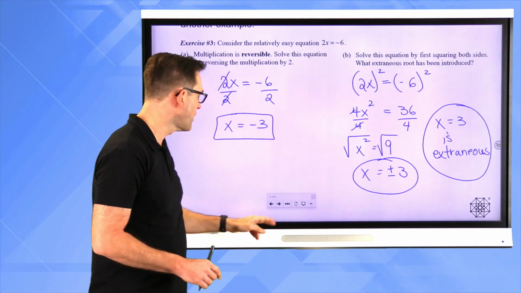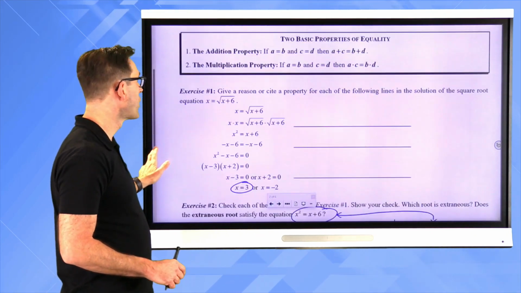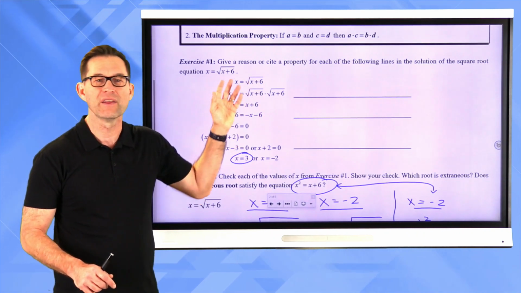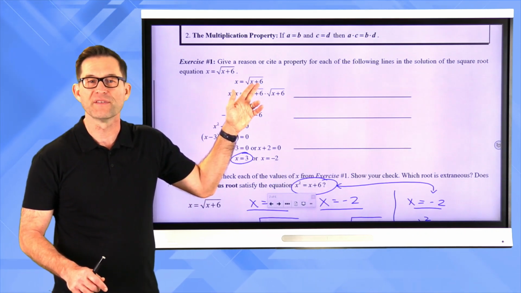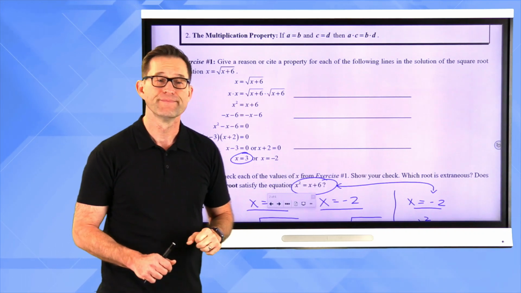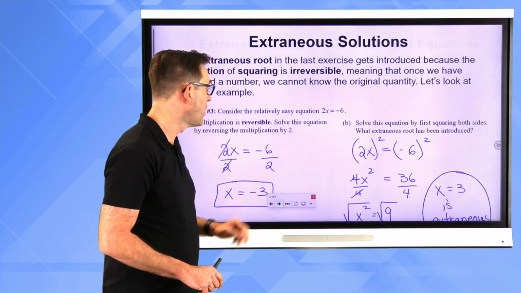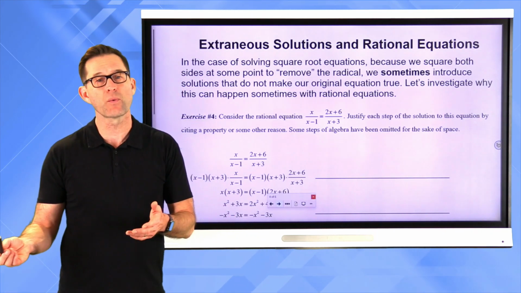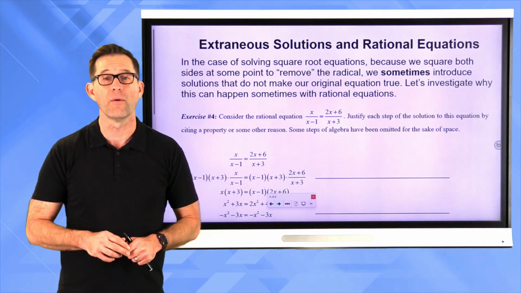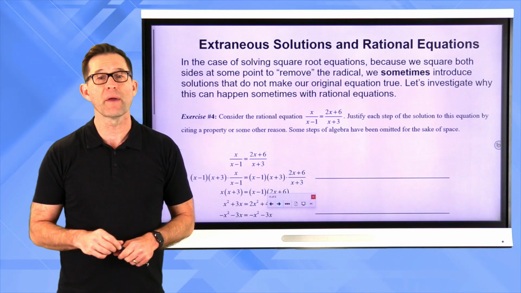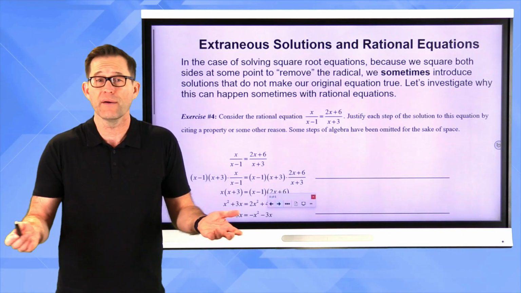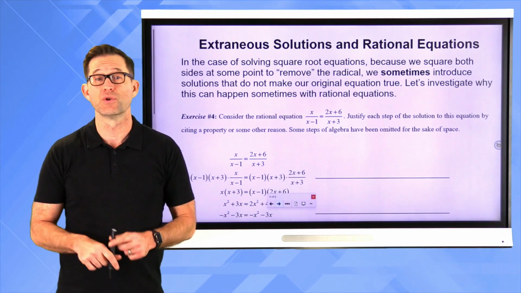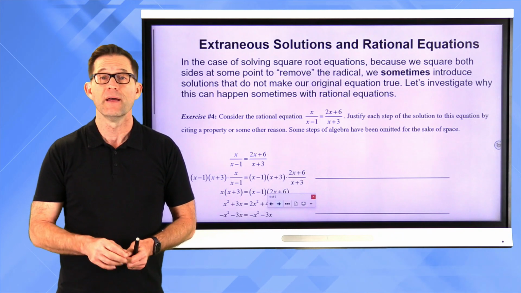And that can really get lost in the mix when you're solving a square root equation, like this. It gets lost whether or not you've started with a positive on the square root or a negative on the square root. Okay, let's keep going, and let's also talk about rational equations. In the case of solving square root equations, because we square both sides at some point to remove the radical, we sometimes introduce solutions that do not make our original equation true. Don't get me wrong, you can have two valid solutions to square root equations. You can even have just one solution to a square root equation that's perfectly valid.